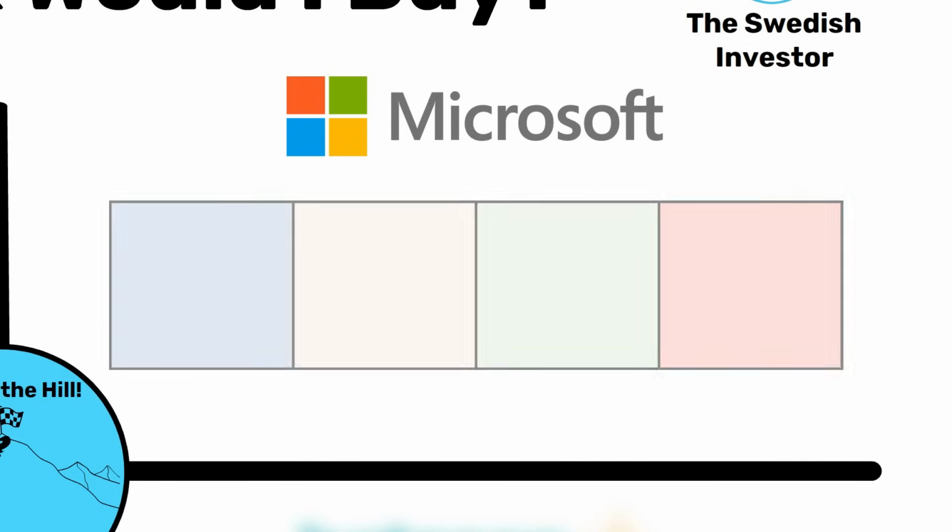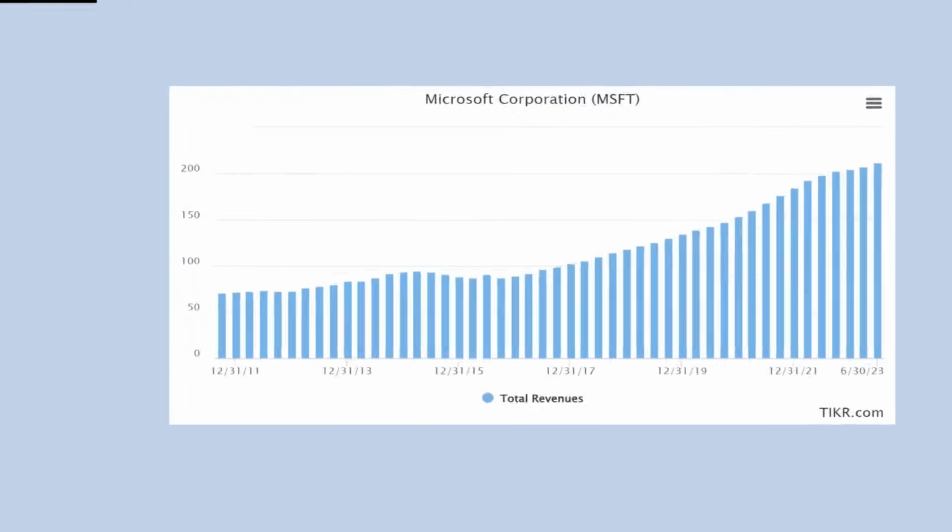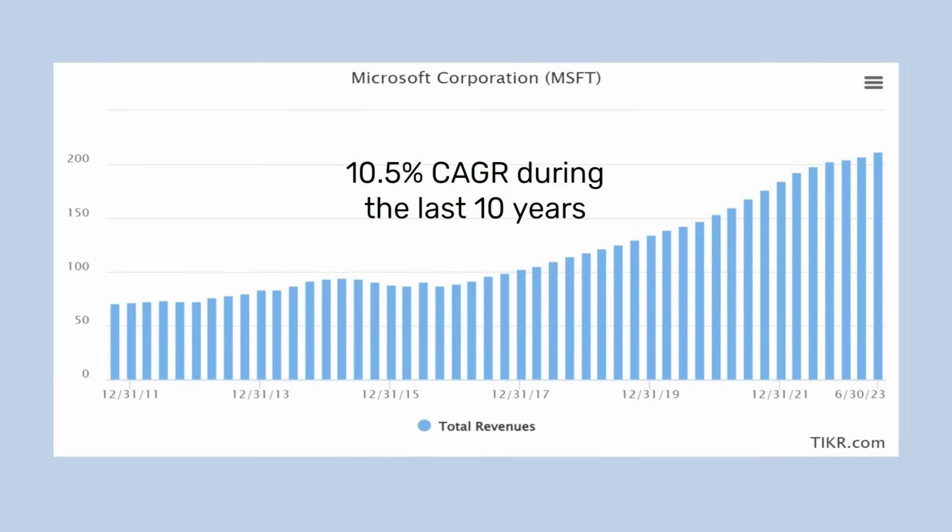Okay, next up is Microsoft. Can it beat Apple? Let's see. Starting with growth, the 10-year historical average is 10.5%. Even more impressive is that the growth rate seems to have accelerated during the last couple of years.